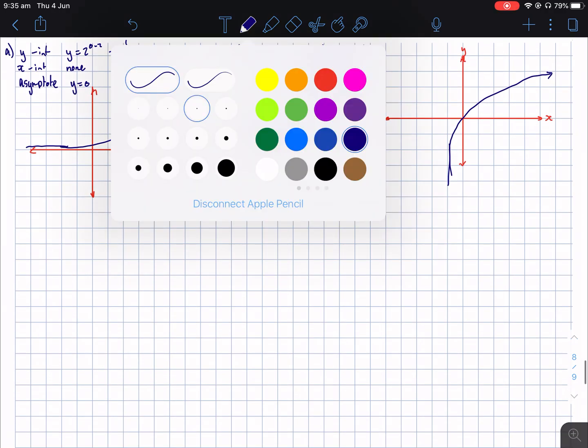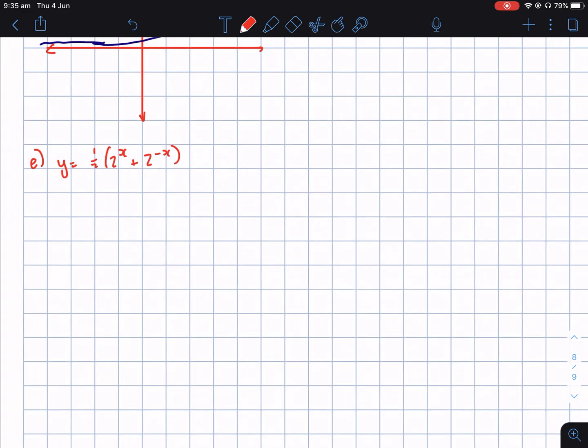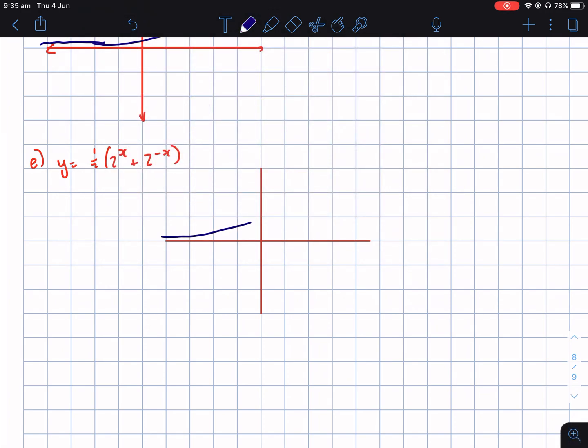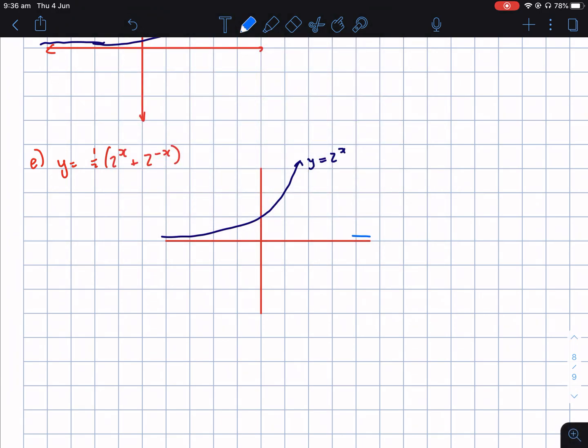Okay, E is the hard one. So essentially we're drawing two graphs that are added together. And if I just draw those two graphs on the same axis, but separately, not added, 2 to the x is going to look like this. 2 to the minus x is going to look like this. But them added together, it's going to be really interesting.